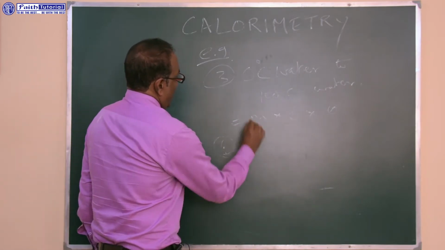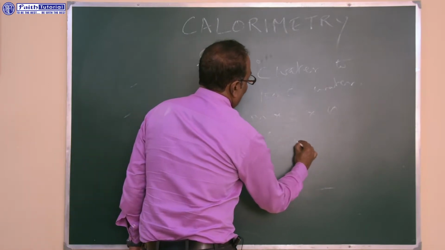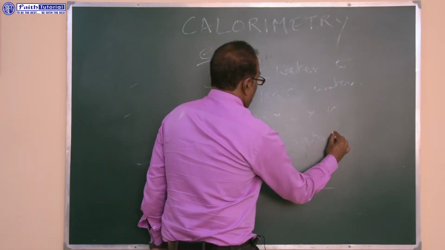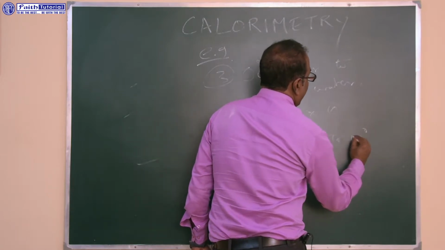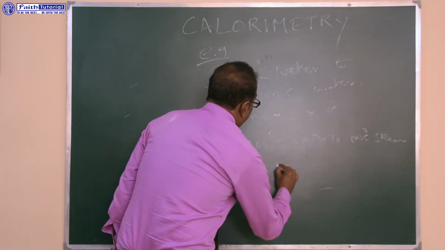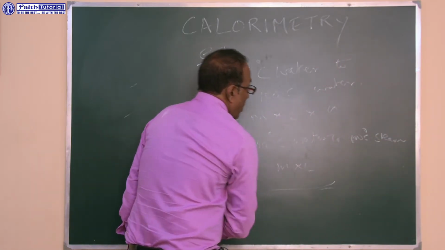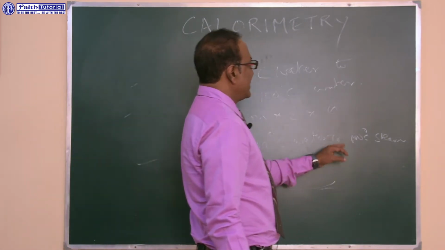Step 4: 100 degrees centigrade water to 100 degrees centigrade steam. The formula is m into L. Why m into L? Because there is no change in temperature. It is just a change of state.